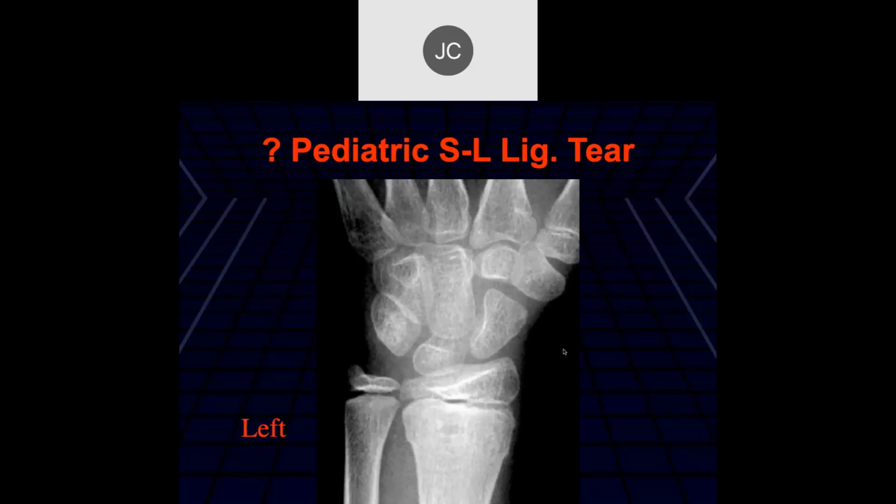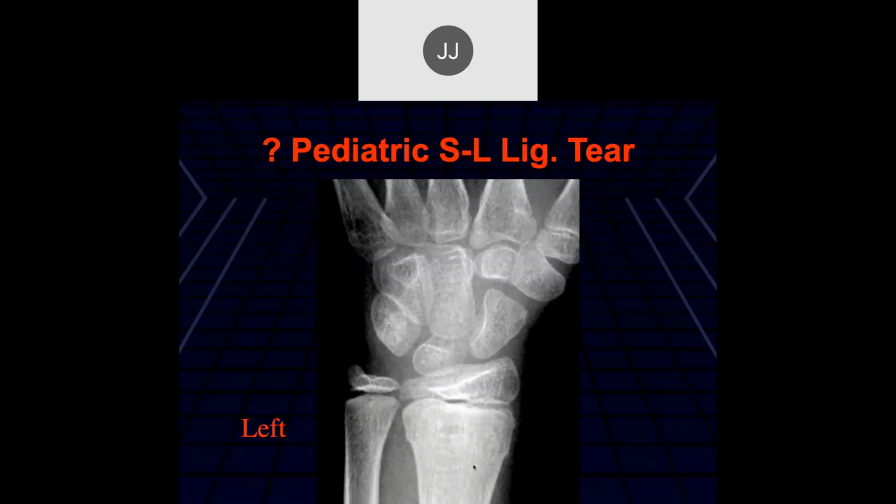All right, skeletally immature patient again. I don't see obvious widening of the scapholunate interval. Kind of at the metaphysis of the radius, I don't know if that's a fracture. No, that's not a dislocation. I can assure you that.